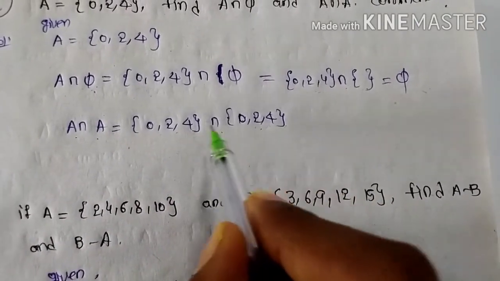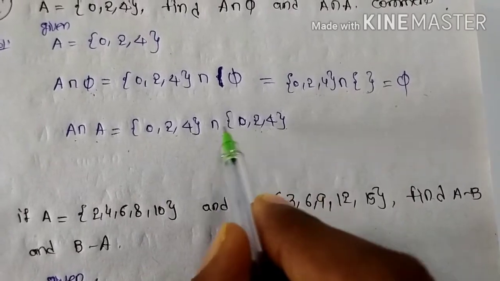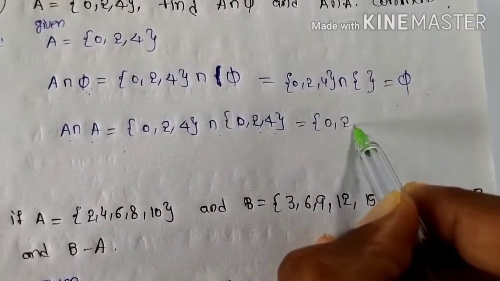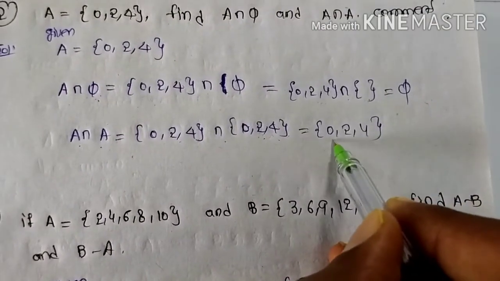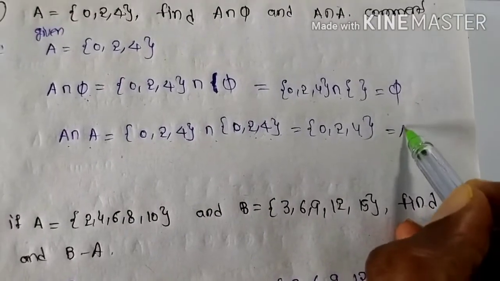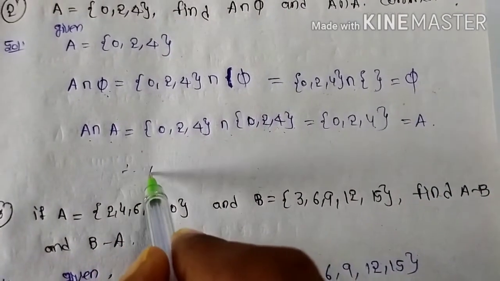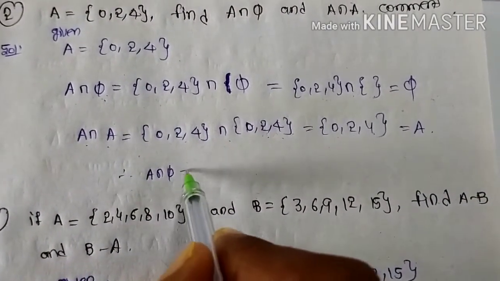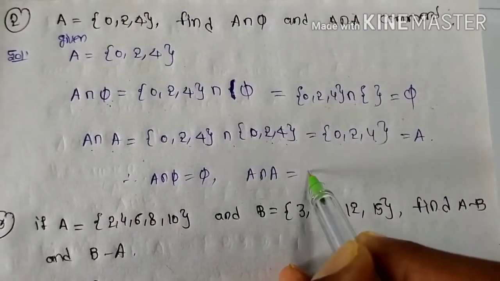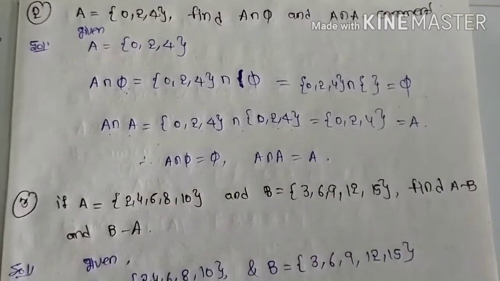Is there any common element? Yes, 0 is common, 2 is common, 4 is also common. That means you can write here 0, 2, 4. Now you can see 0, 2, 4 is the set A, or not? Yes, you can write here A only. Therefore, the answer is A intersection A is equal to A only.